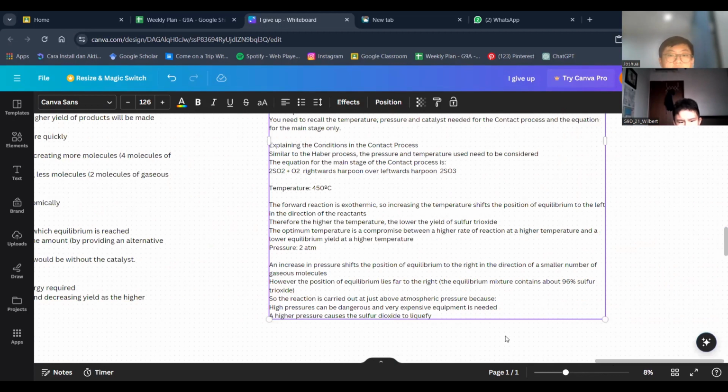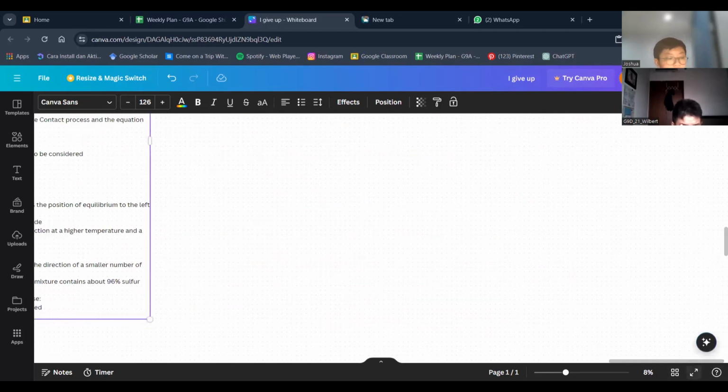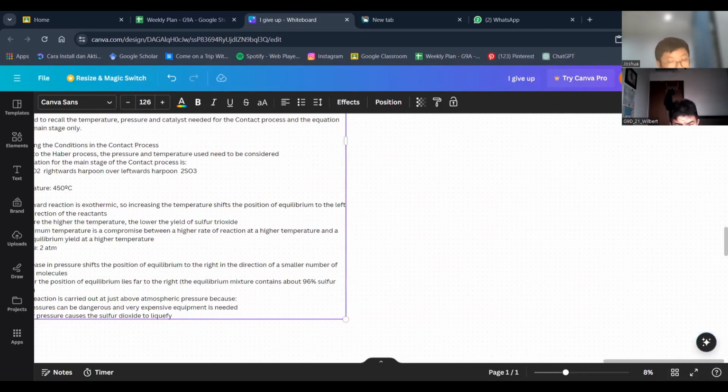Following that, an increase of pressure shifts the position of equilibrium to the right, but the position of equilibrium already lies far to the right as the equilibrium mixture contains about 96% sulfur trioxide. So the reaction is carried out at just above atmospheric pressure. And that is it for this chapter.